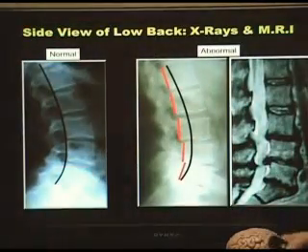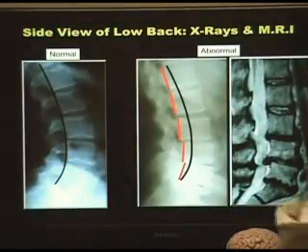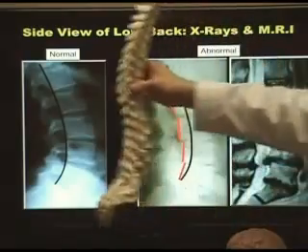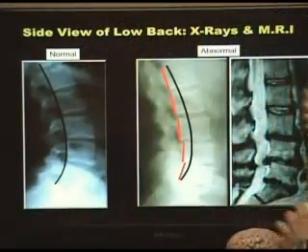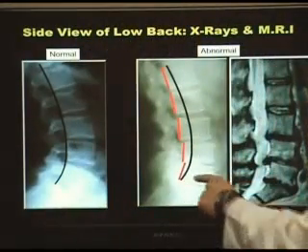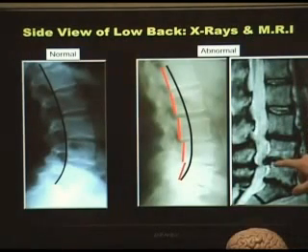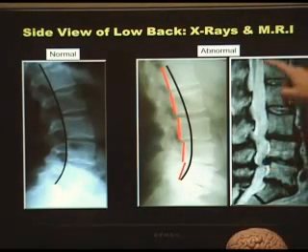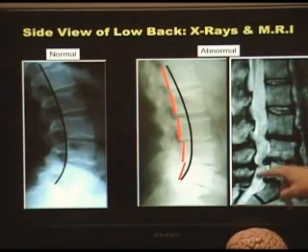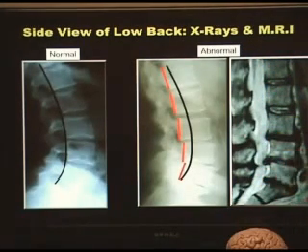The lower back from the side should also have a curve like the neck. You should have a curve like that. When you lose that curve, the discs will degenerate and get thin. And this is an MRI, and you can see the disc bulging in here. This is the spinal cord. It ends up here, and then these are the nerves that come down through here. And so this bulging disc will put pressure and bulge into the spinal cord.